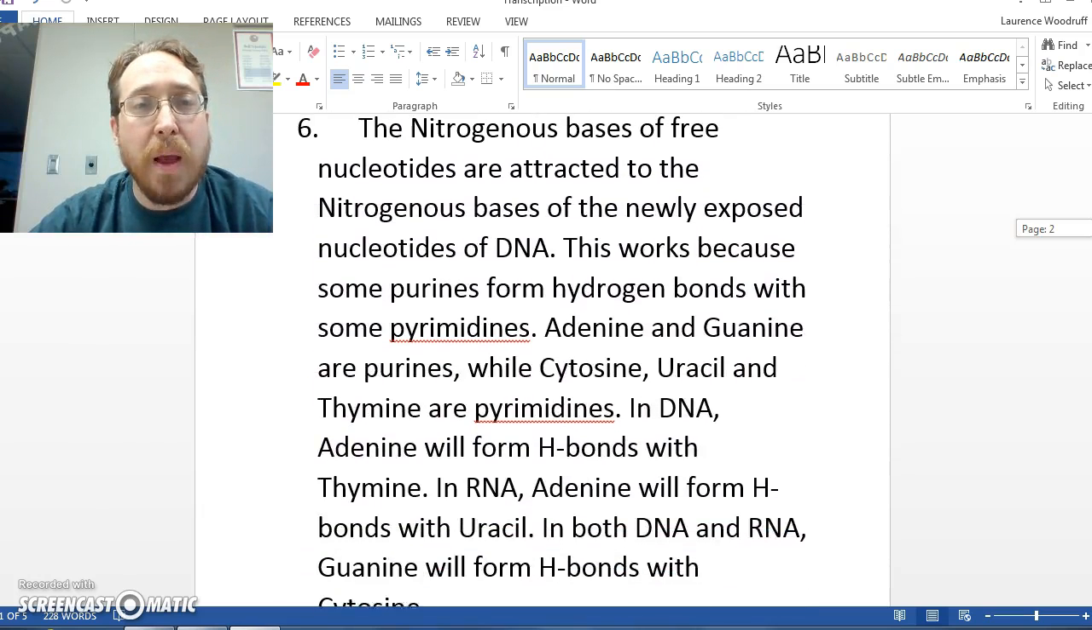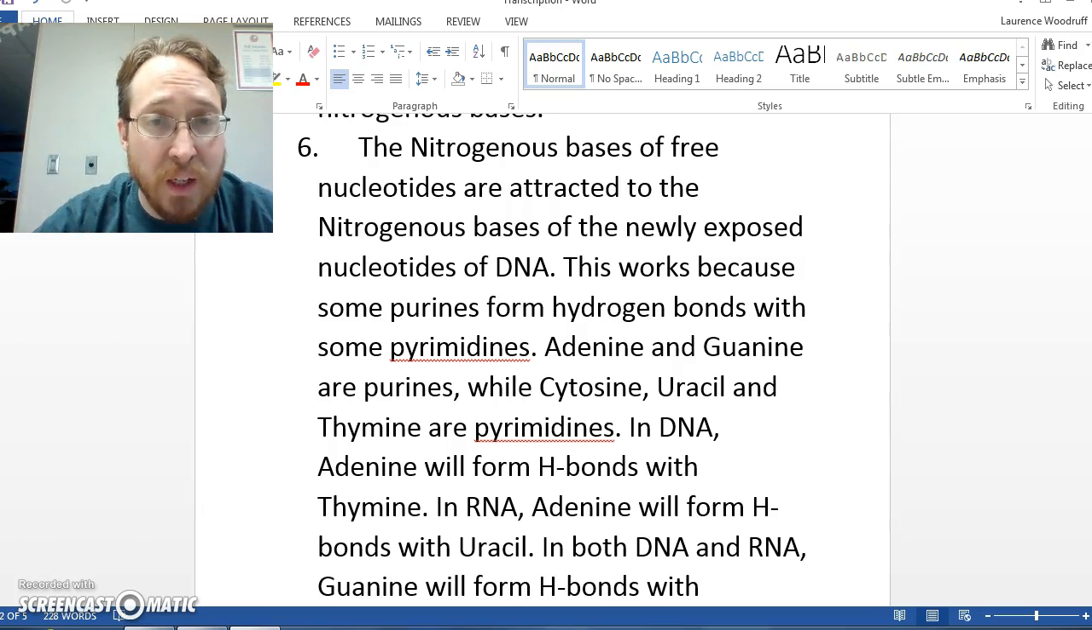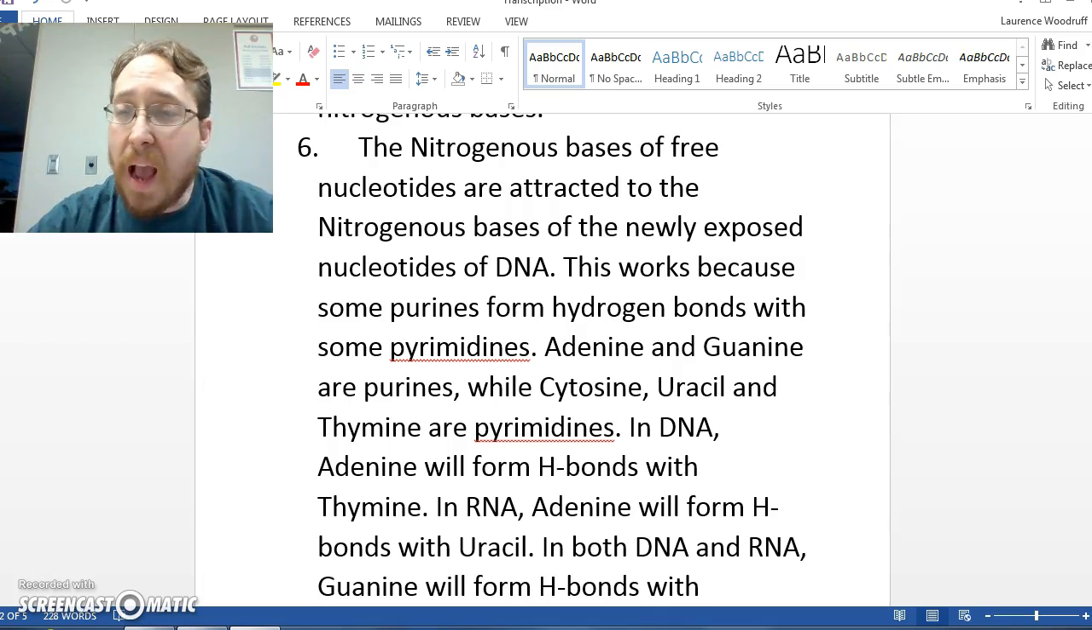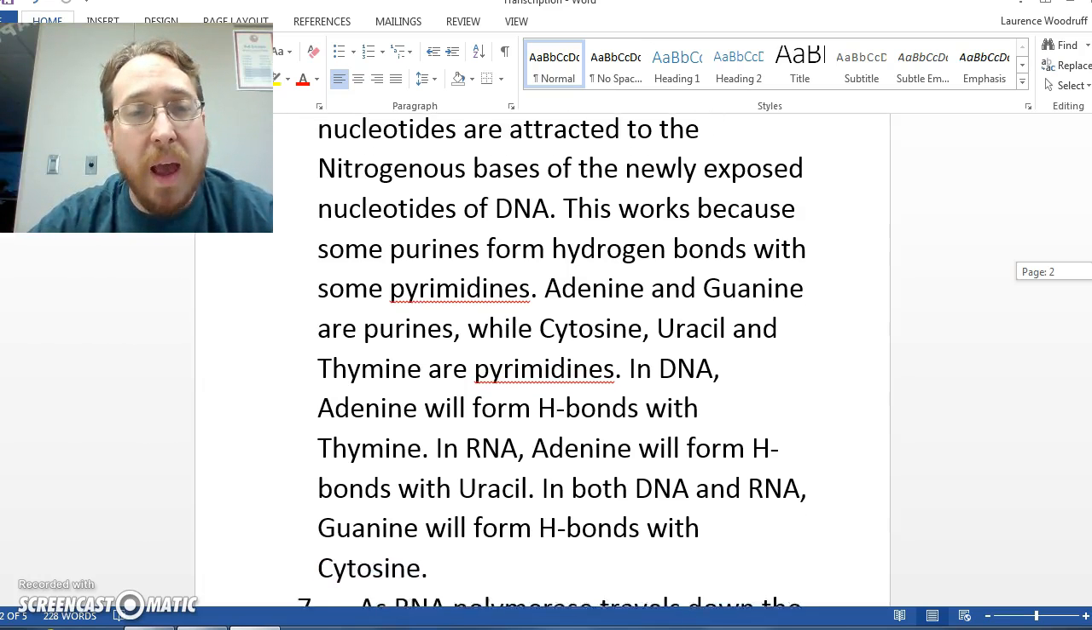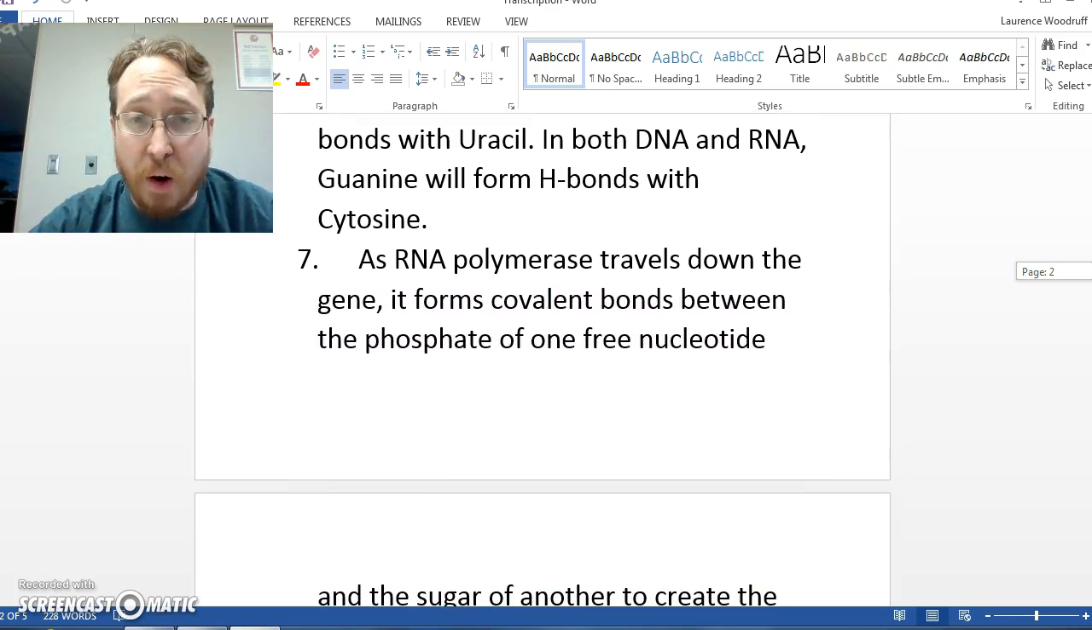As RNA polymerase moves, it momentarily unwinds the DNA double helix by disrupting hydrogen bonds between the nitrogenous bases. The nitrogenous bases of free nucleotides are attracted to the nitrogenous bases of the newly exposed nucleotides of the DNA. This works because some purines form hydrogen bonds with some pyrimidines. Adenine and guanine are purines, while cytosine, uracil, and thymine are pyrimidines. In DNA, adenine will form hydrogen bonds with thymine, and in RNA, adenine will form hydrogen bonds with uracil, and in both DNA and RNA, guanine will form hydrogen bonds with cytosine.